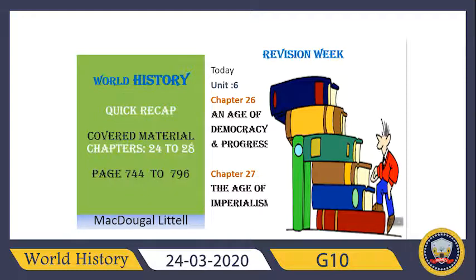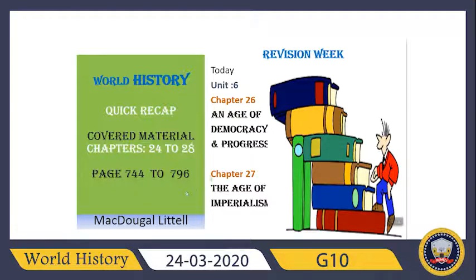As I mentioned in our last class, I would take only this week as a revision week, and whatever chapters have been done so far in the classes, we will select a few and revise them. So here you see I mentioned the covered material that was done in February and March. That is from chapter 24 to 28. It was done in the classes, and you will find them on pages 744 to 796.